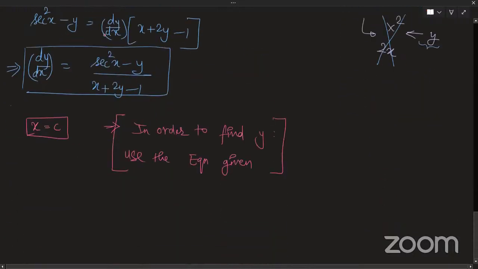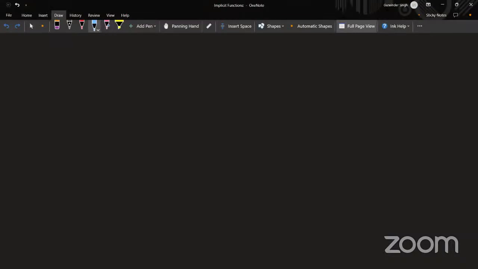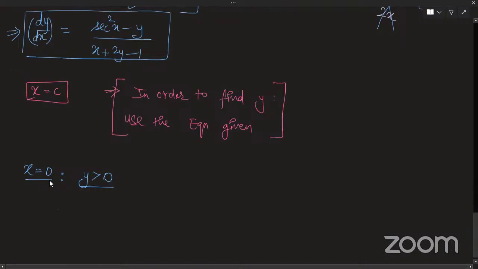So let us try one case. Let us try for x is equal to 0, and it's been given to you that y is greater than 0. So when you substitute into dy by dx, you'll get secant squared 0 minus y divided by x plus 2y minus 1. So 0 plus 2y minus 1, right?